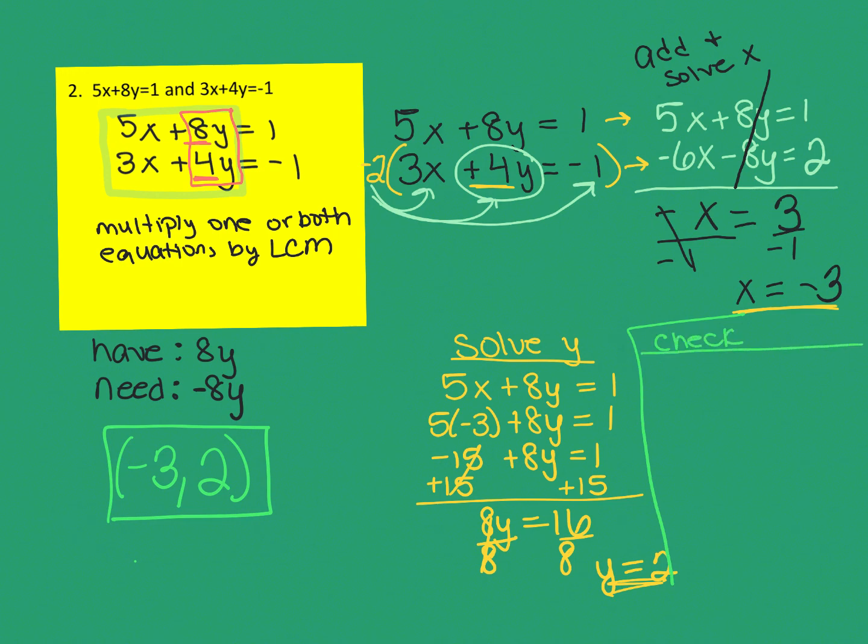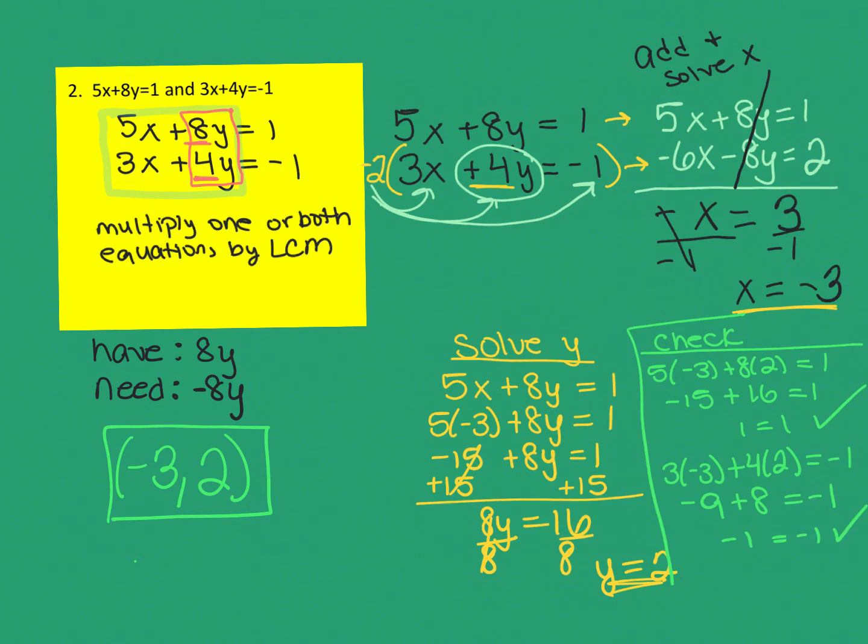Quick checks to make sure that works. 5 times negative 3 plus 8 times 2. So that's negative 15 plus 16 equals 1. That's true. And then 3 times negative 3 plus 4 times 2 has to equal negative 1. Well, that's negative 9 plus 8, which equals negative 1. Okay, so this is a good answer for us.